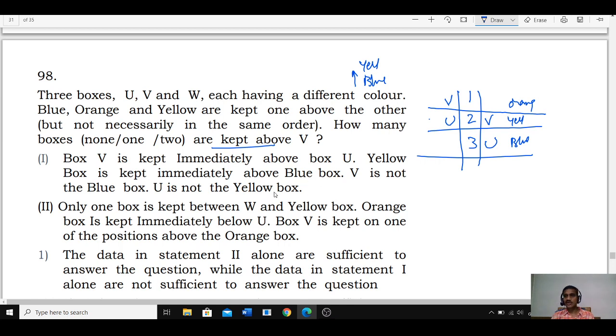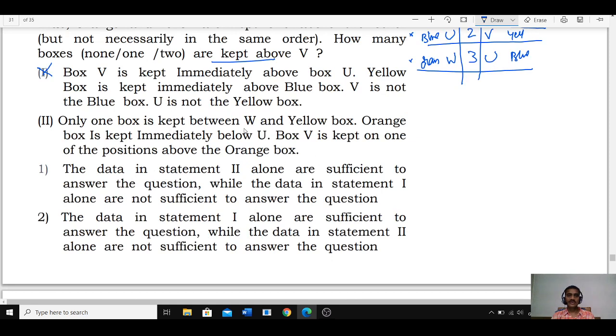And U is not yellow box. U is not yellow, so yellow cannot be here, hence yellow must be here. If yellow comes here then blue comes here, then orange comes here, and V, U and W with the help of condition number 1. And what is the answer we are getting here? How many boxes are kept above V? No box, or here one box. It can be either 0 or 1, as we are getting two different answers, one alone is not sufficient.